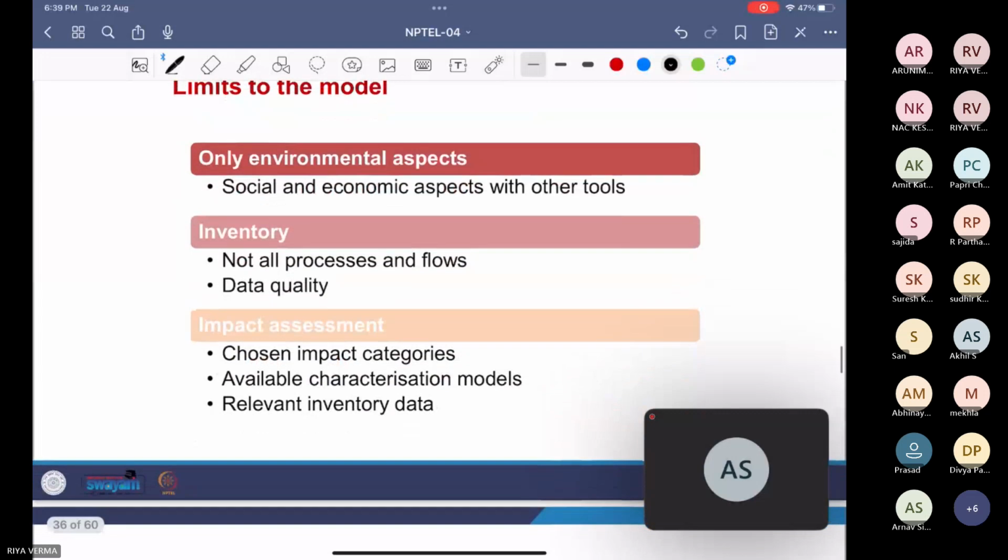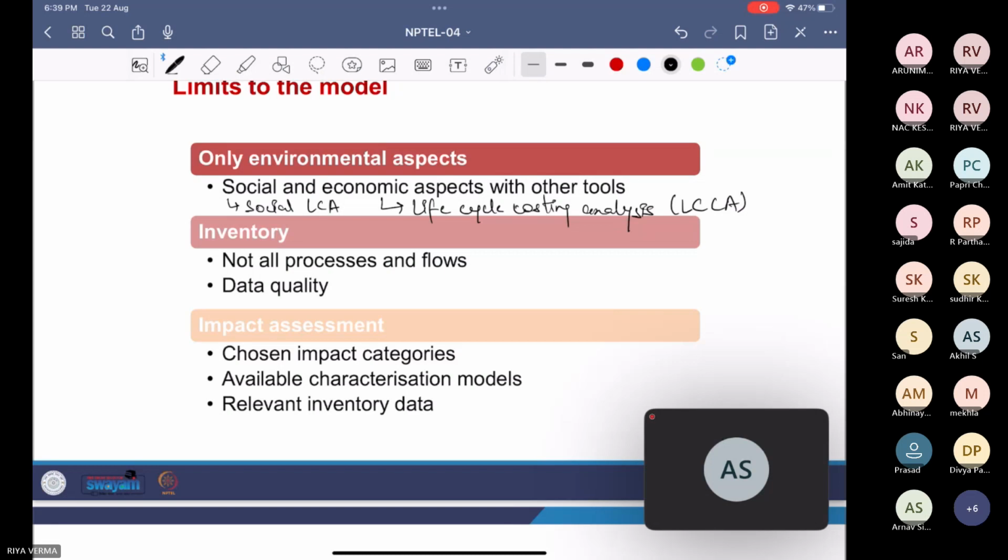Other limitations are that only the environmental aspects are being covered. The social and economic aspects are covered with other tools. For social impacts, we have social LCA, and for economic aspects, we have life cycle costing analysis. This will include your economic impact, that is LCCA.